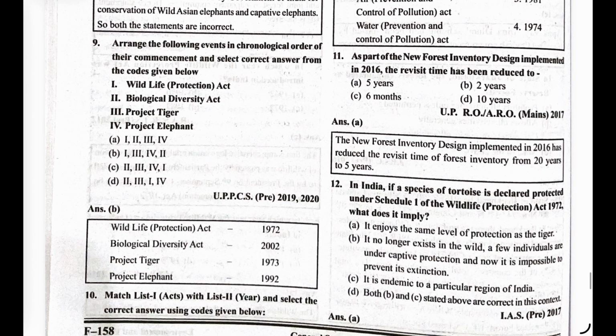Next question: arrange the following events in chronological order of their commencement and select the correct answer from what's given below. So, don't read that. Come to this Wildlife Protection Act. Remember that 1972. Biological Diversity Act 2002, Project Tiger 1973, and Project Elephant 1992. This is very important to remember. It is regularly being asked in various examinations.